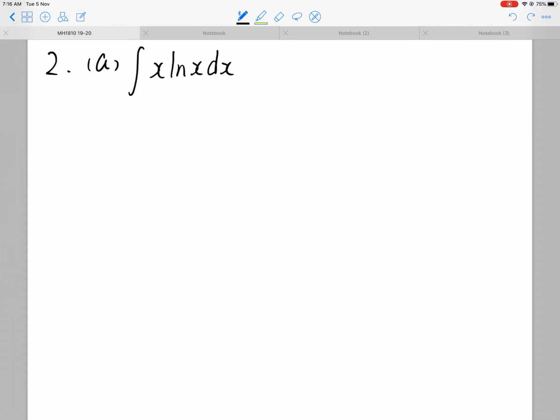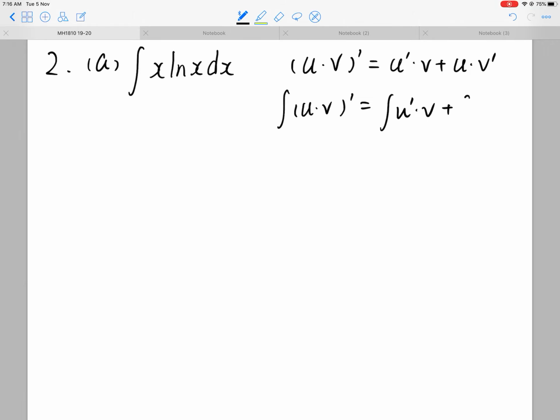But okay, look at this. u times v's derivative is what? Is u's derivative times v plus u times v's derivative. Okay, then what if you integrate both sides? Okay, so this left, you differentiate first and then integrate, you get the same uv, right?